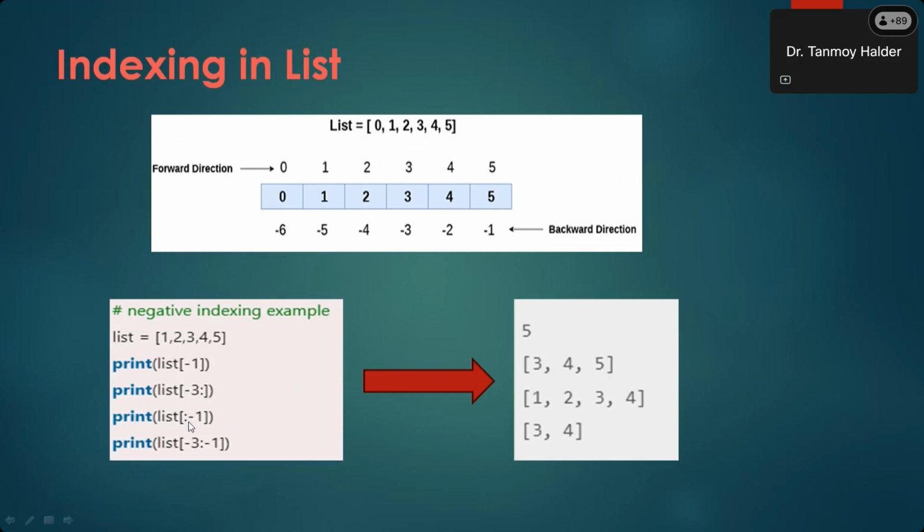Next one, the first argument is blank and then -1. That means it will start from the beginning and it will continue till the second last element, -1. And the last one, -3, -1. Starting from the index -3 and continuing less than, not less than or equal to, less than -1. That's why 3 and 4 have been printed, not 3, 4, 5. Okay.